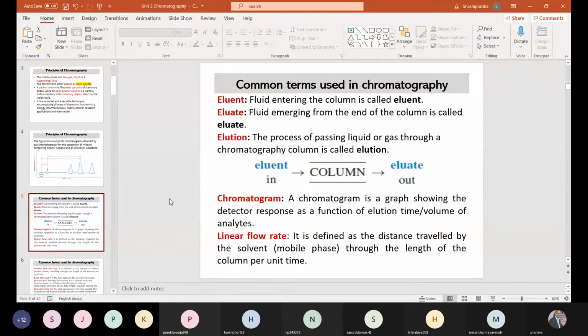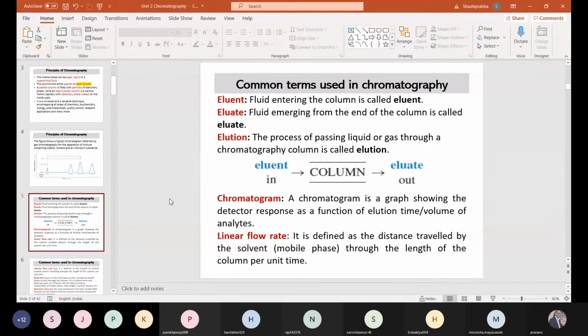Now, the way in which we further divide flow rate is dependent upon the length of the column. See, as I said, the length of the column can vary from 0.05 meters to 100 meters. Therefore, when you have very long columns, we use the term distance. And when we have short columns, we work with volumes.